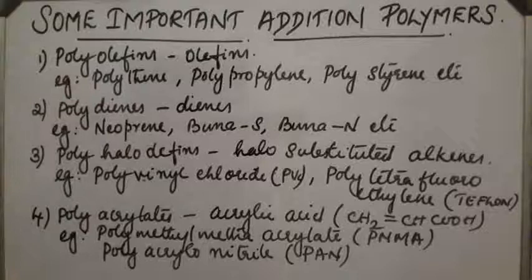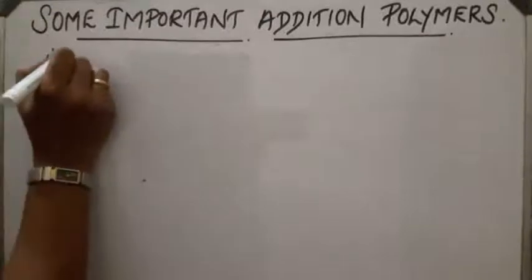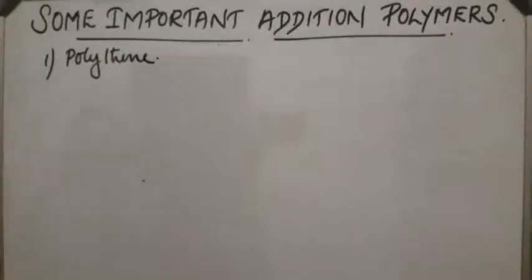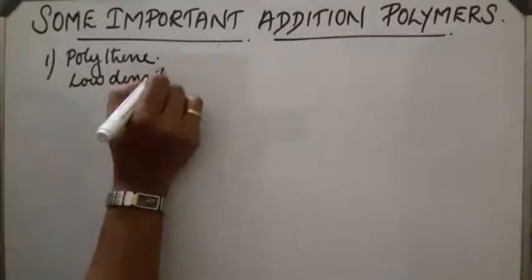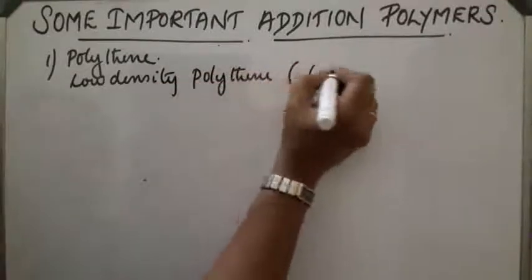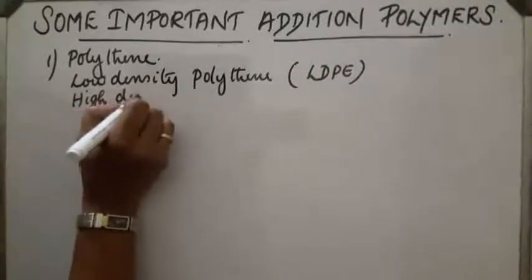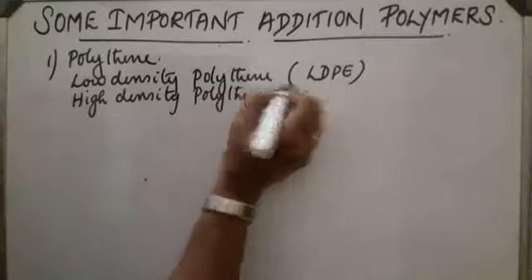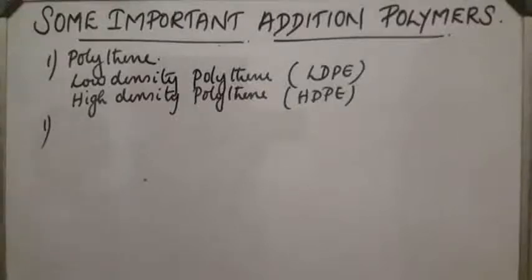Let us discuss some important polymers. First one is polythene. There are 2 types of polythene. First one, low density polythene or LDPE. Second one is high density polythene or HDPE. First, let us discuss LDPE.